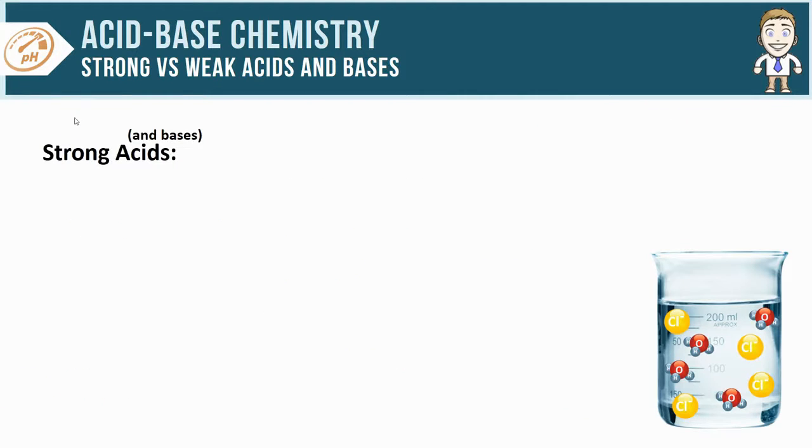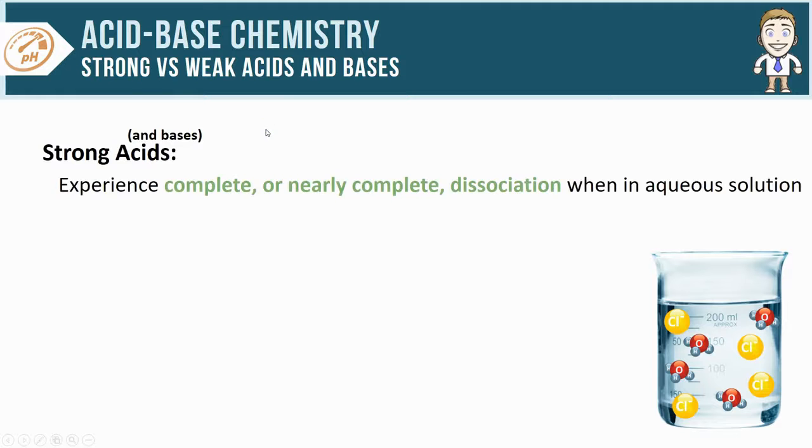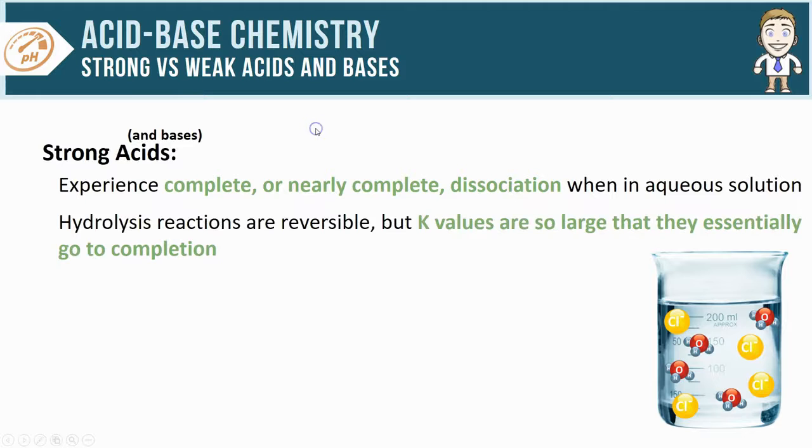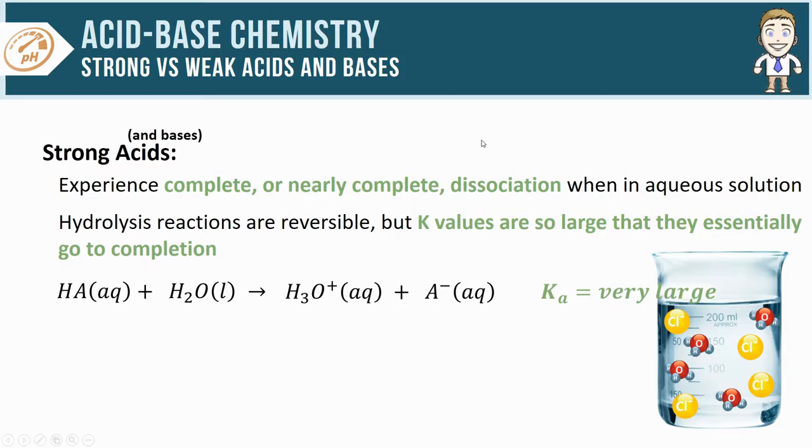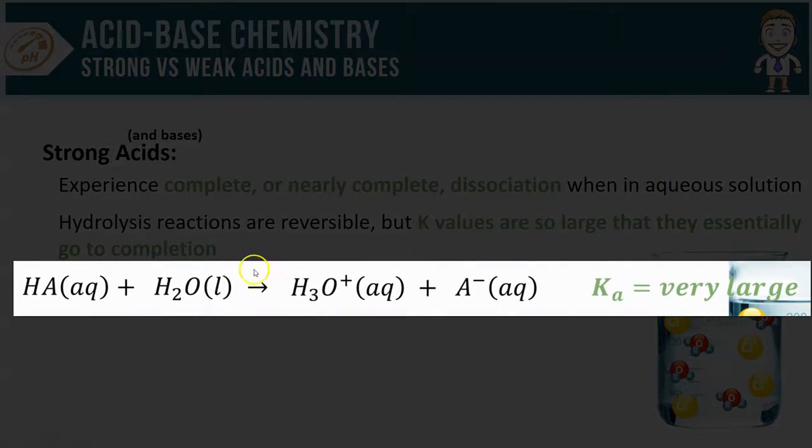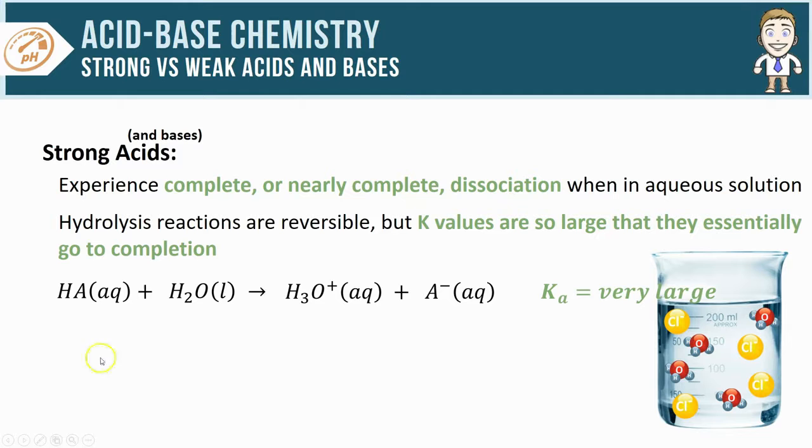And all of this leads us to the definitions, or ideas, of what strong acids actually means, and this is going to apply to strong bases too. The term strong means that acid or base will experience complete or nearly complete dissociation when in an aqueous solution. These hydrolysis reactions are reversible, so there is an equilibrium that's going to be formed here. But the good news is that the K values, the equilibrium constants, are so insanely large that we kind of ignore the fact that they're reversible altogether and just pretend that they just go in one direction. They just go to completion. So you can even see the arrow here is forward facing only.